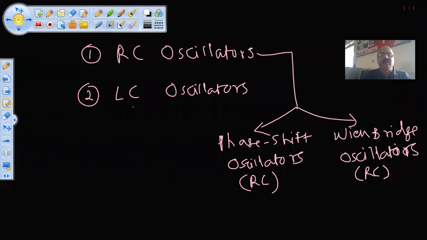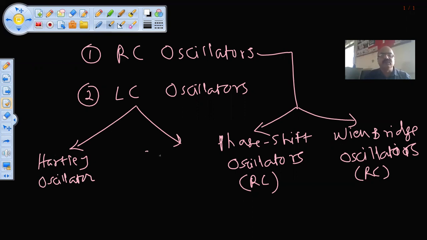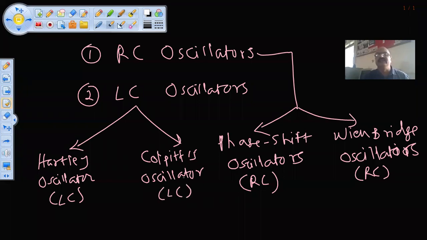Okay, LC oscillators are also again classified into two categories. One is Hartley oscillator, and second one is Coolpix oscillator. Both are LC type, but with a slight change in the connection. So slight modification in the connection also results into a different type of oscillator.